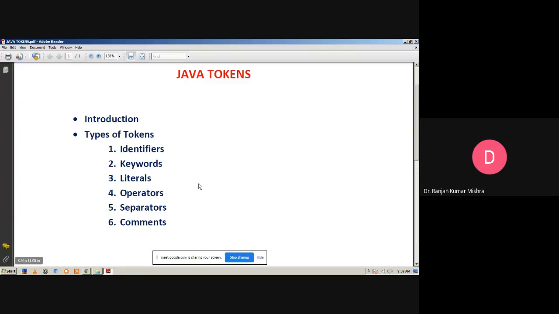Okay, so now we conclude the session. In this session we discussed the different tokens like identifiers, keywords, literals, operators, separators, and comments. In the practical session we also discussed how we can represent octal and hexadecimal, and what types of values will be produced by them. Okay, thank you.